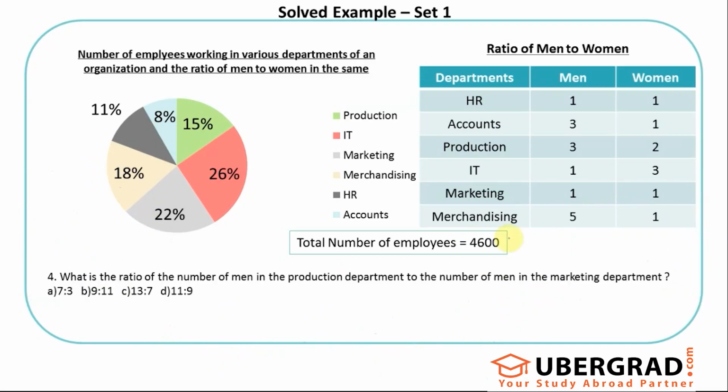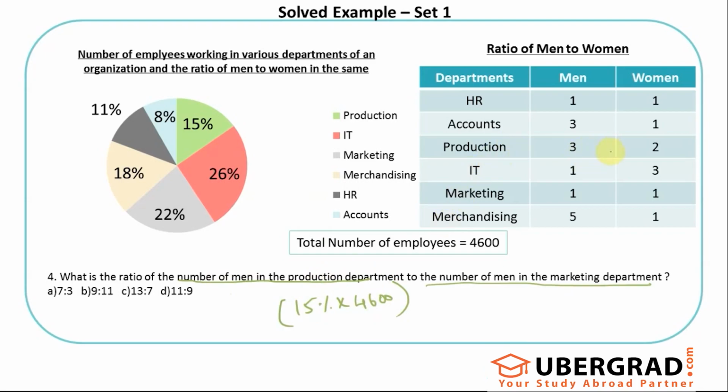What is the ratio of the number of men in the production department to the number of men in the marketing department? What is the number of men in the production department? So it's basically the ratio of this. 2 is number of men, right? So I need to find this by this. So what is the number of men in the production department? What is the number of people in the production department? Production is 15% of 4600. What is the fraction? Number of men in production.